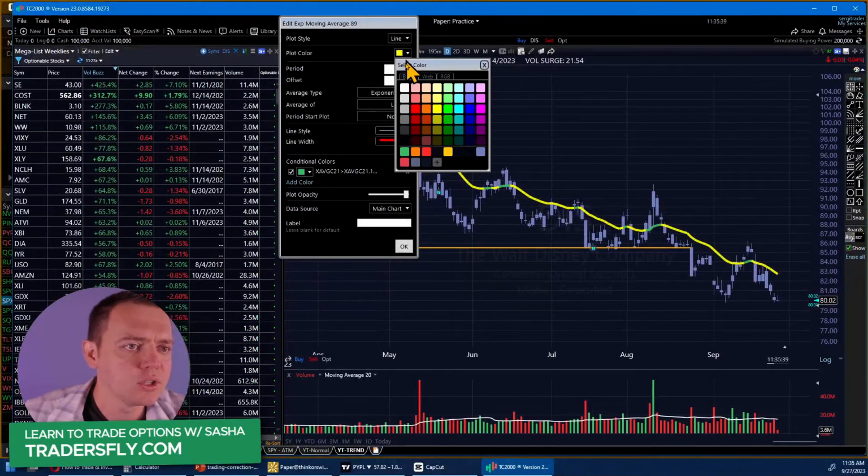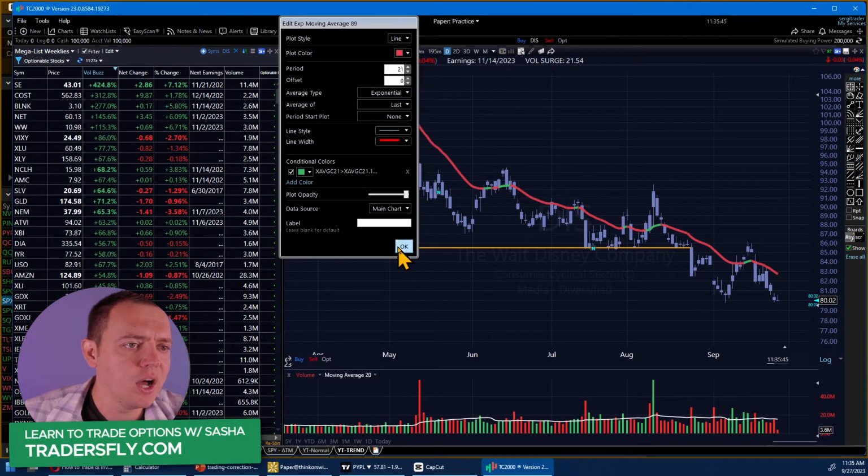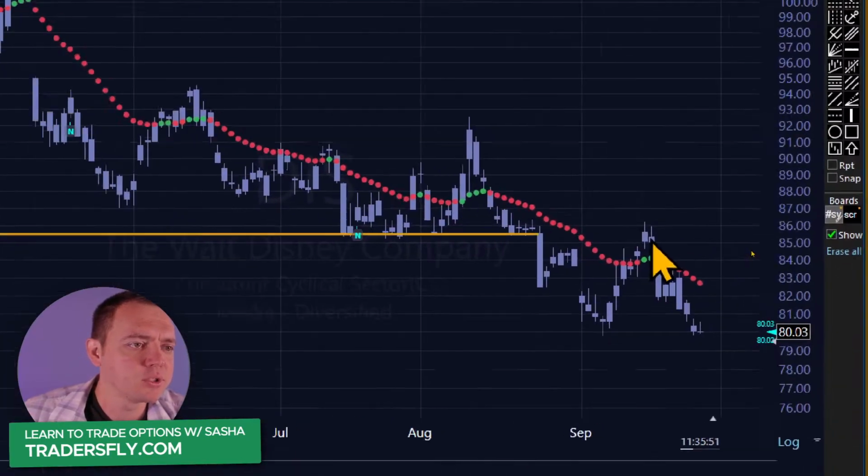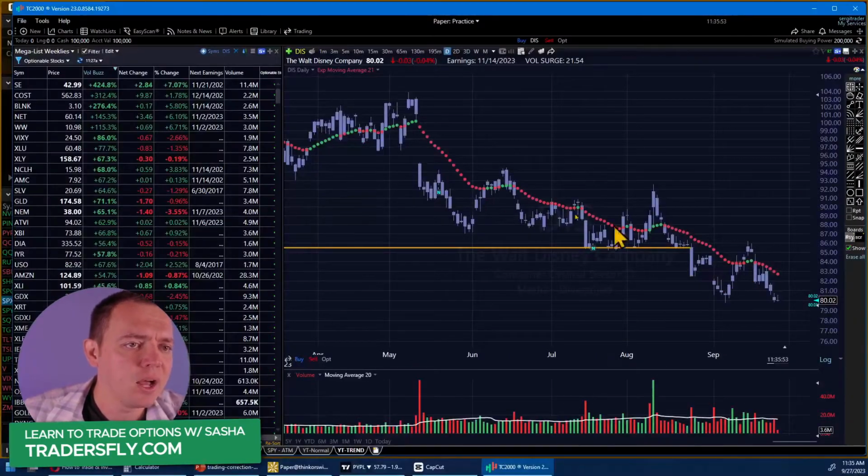Okay, so otherwise the line is red, but if it's going up, it's going to be green. And I will switch it to a dot point, it might be a little bit easier to see. So there we go, we've got some green dots coming.